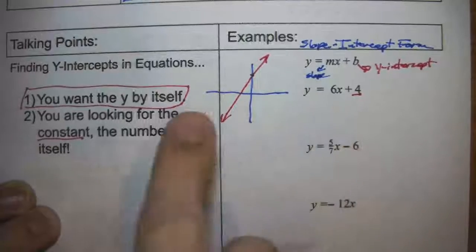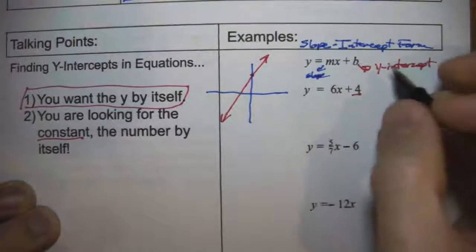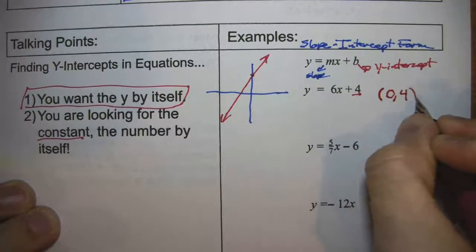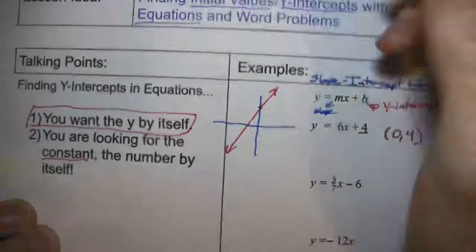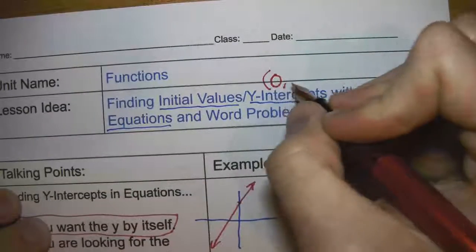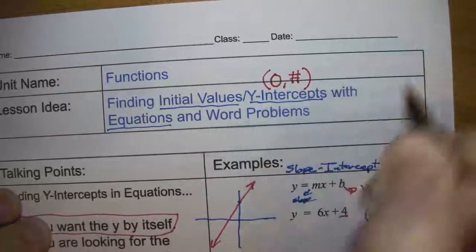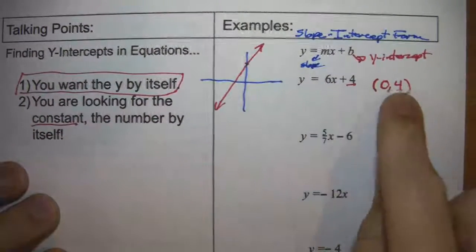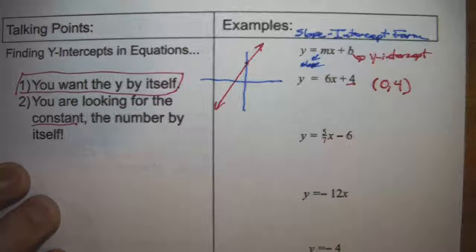So if I were asked for the y-intercept of this particular situation, I would say it's at the point 0, 4. Remember, we said all y-intercepts look like this. They start at 0 and then a comma, and then some number wherever it happens to cross. So in this case, we're going to cross at 4. So 0, 4 is where we need to end up.